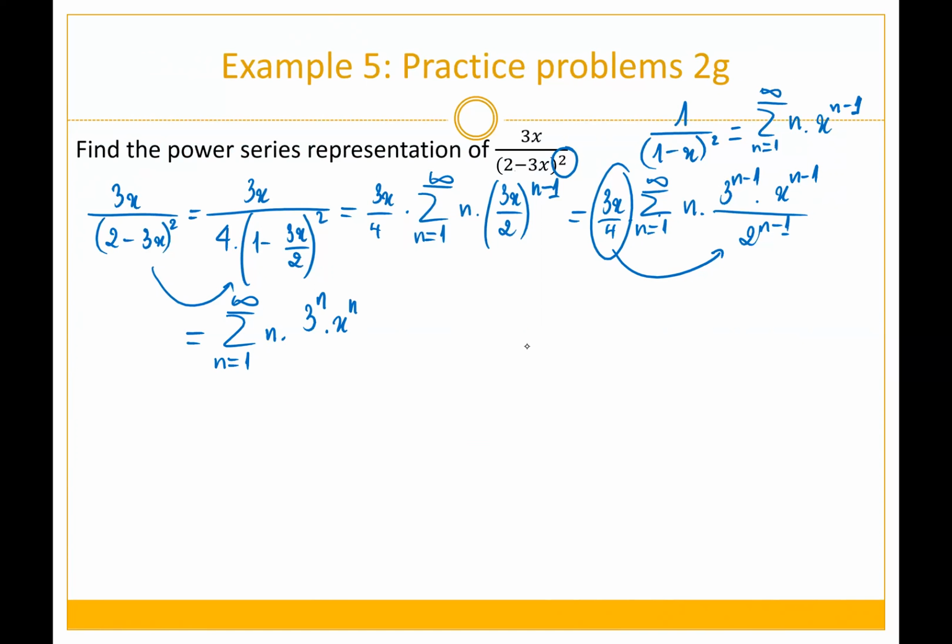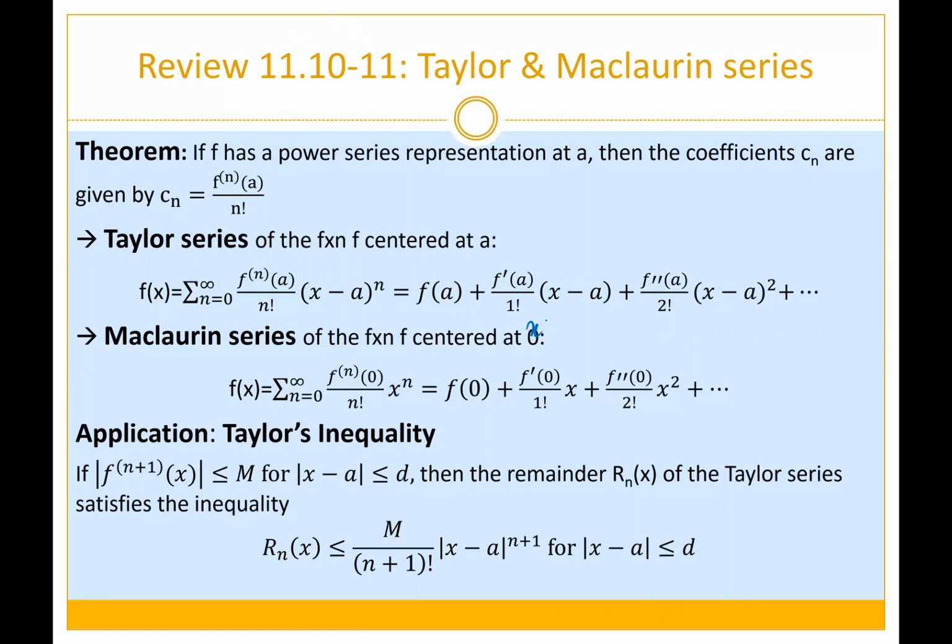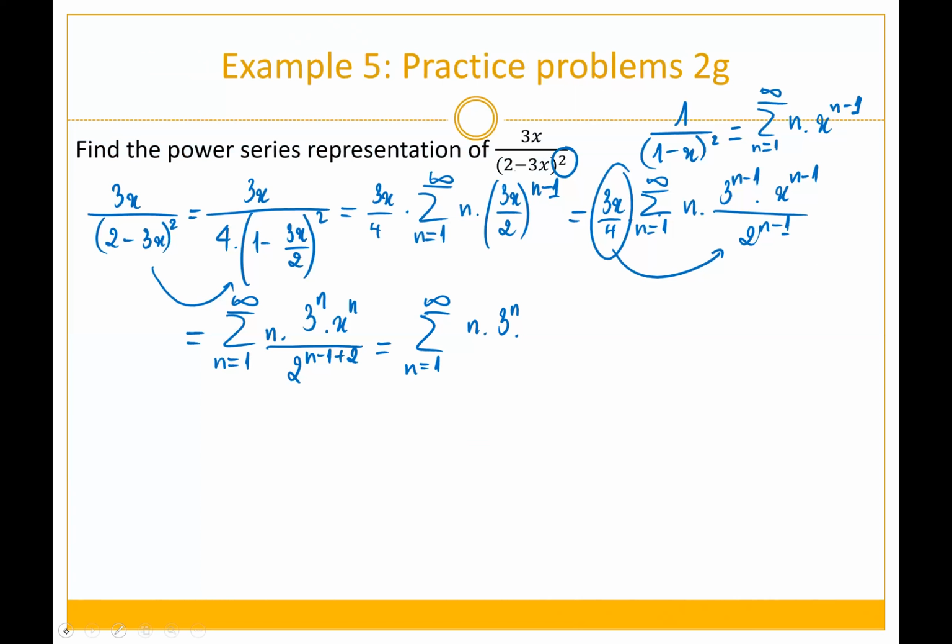And then 2 to the n minus 1 plus 2, because this 4 is 2 squared. So what we have is the series from n equals 1 to infinity, n multiply 3 to the n multiply x to the n, divided by 2 to the n plus 1.